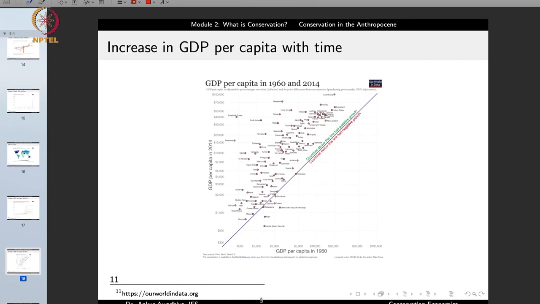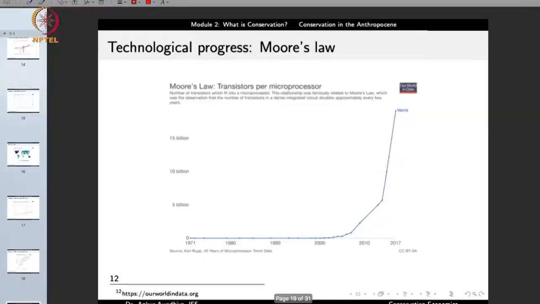Now, what we are observing with this chart is that most of the countries are on the left side of this curve, which means that most of the countries are observing an increase in the GDP per capita. There are only a few countries in the world which have actually seen a decrease in the GDP per capita. But in most of the countries, the GDP per capita has been increasing, by which we can say that the affluence level in most of the world has been increasing with time.